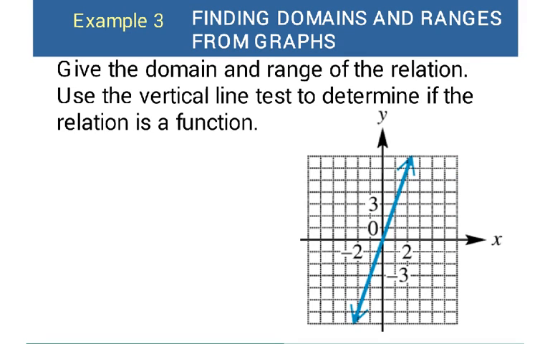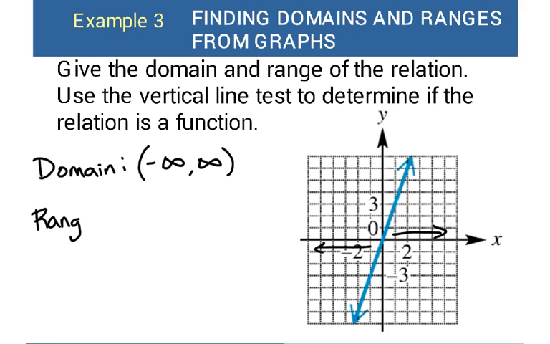Let's look at another one. It says, give the domain and range of the relation. Use the vertical line test to determine if the relation is a function. So, because the x values go forever on in this direction and this direction, the domain is all real numbers. And remember, all real numbers in interval notation is negative infinity to infinity.